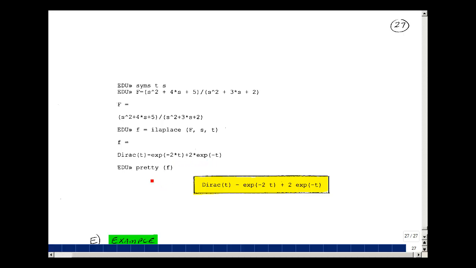Clean this up a little bit by using the pretty command again, and just get Dirac of t minus e to the minus 2t plus 2e to the minus t. Just taking that asterisk out of the expression.